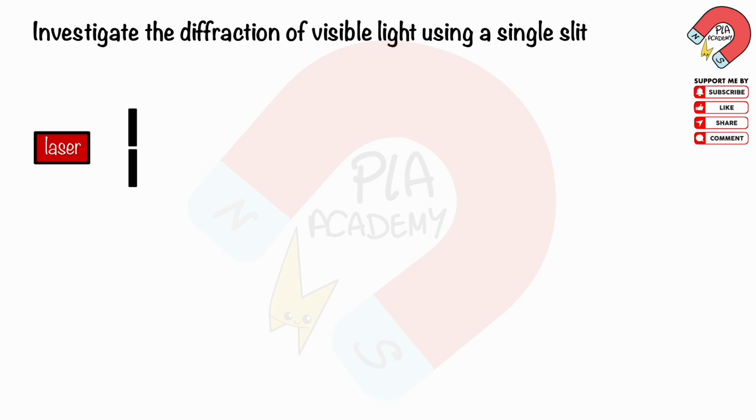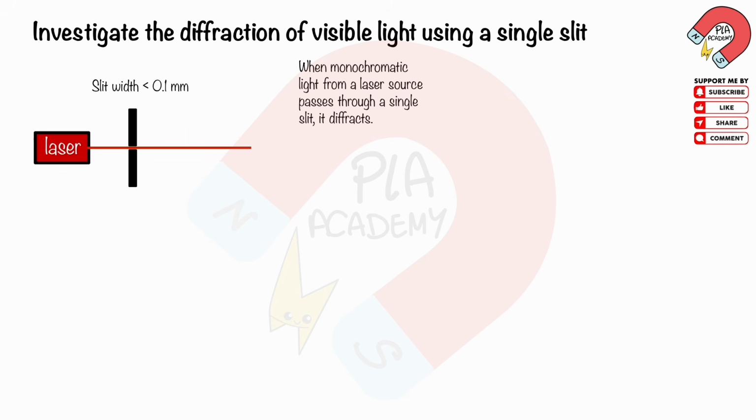To investigate the diffraction of visible light using a single slit. The slit width should be less than approximately 10⁻⁴ meters, or 0.1 millimeters. This is because the wavelength of visible light ranges from about 10⁻⁶ to 10⁻⁷ meters. When monochromatic light from a laser source passes through a single slit, it diffracts, as shown.